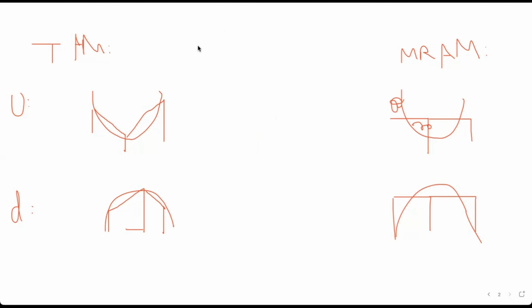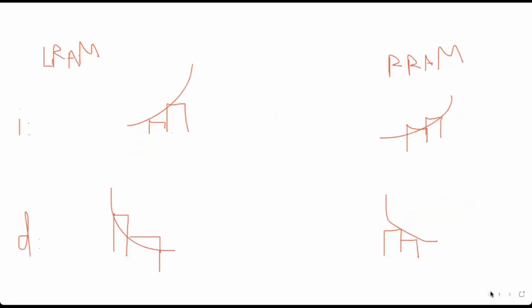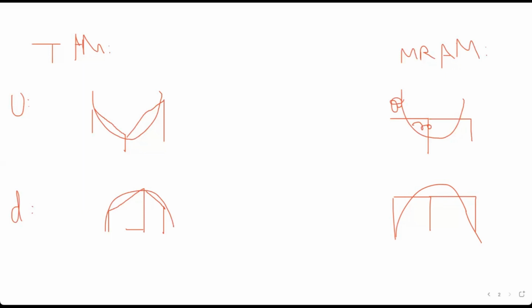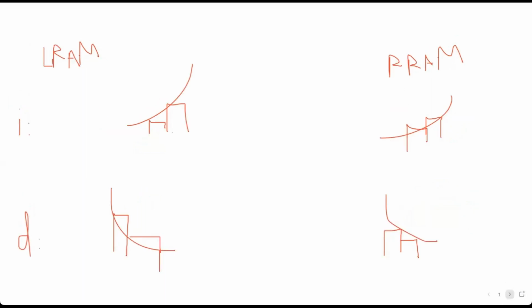So there's no set order for which one is the least and which one's the greatest. It matters on the situation. And you can't really even compare them because LRAM and RRAM depend on increasing and decreasing, while trapezoid and midpoint depend on concave up and concave down. So you can't really compare these two with these two.